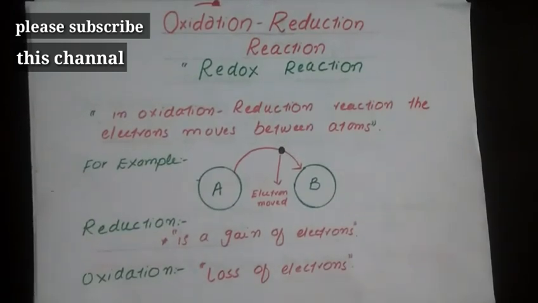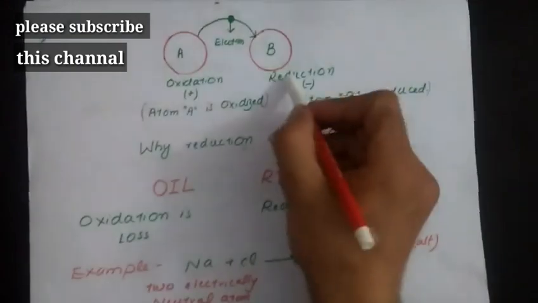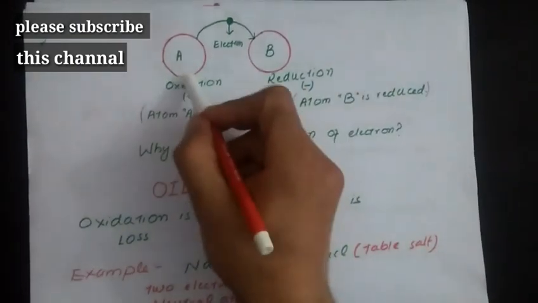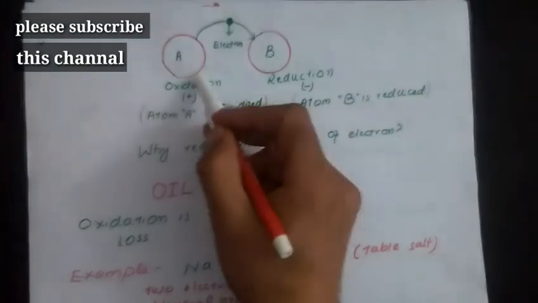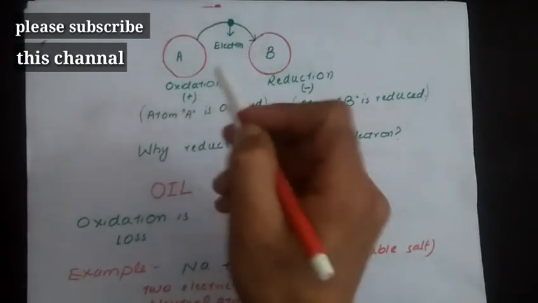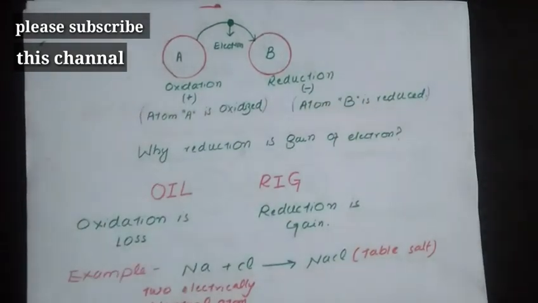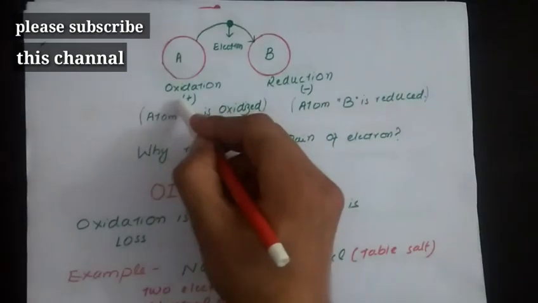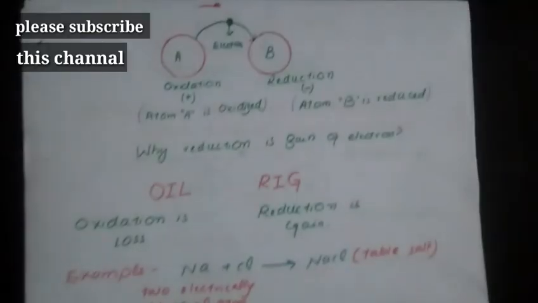Now to understand that, I can just give you an example here. Suppose this is an atom A, right, and this is an atom B. This atom A gives up electron, means it loses electron, right? So it will get oxidized and it will have positive charge, and this is what we call oxidation. It is a loss of electron, so we call it oxidation, right? So atom A is oxidized.